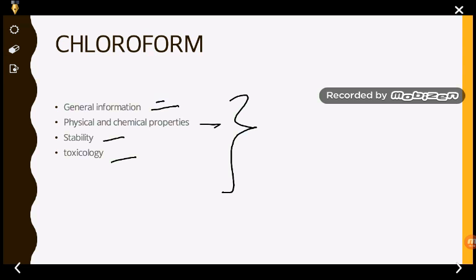Similarly, we have to prepare the material data sheet for chloroform, next potassium dichromate, etc. So we have seen that in the preparation of the material data sheet of any chemical, we have to write these things: general information, physical and chemical properties, stability, toxicology if it is present, then risk phrases, safety phrases and stability.